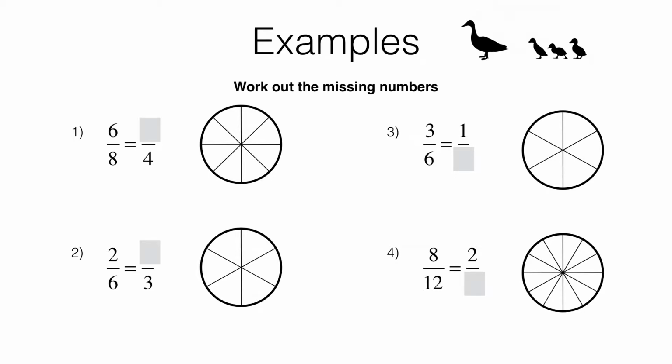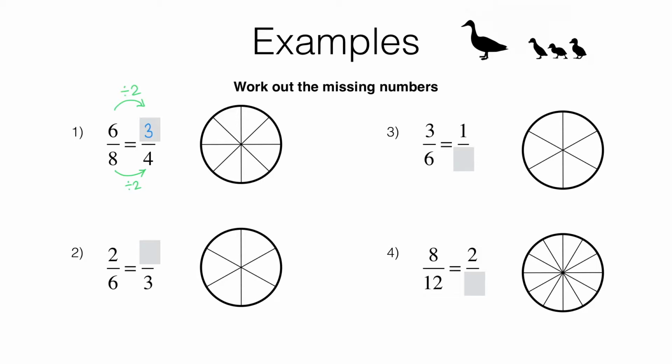fraction. In the first example, we've got 6/8 and we want to write that as something over 4. What's going on here is that we are dividing the 8 by 2 to get 4. That means we need to divide the 6 by 2 as well in order to get the correct numerator. 6 divided by 2 is 3. So what we're saying is that 6/8 is equal to 3/4. They are equivalent fractions, they are the same thing.